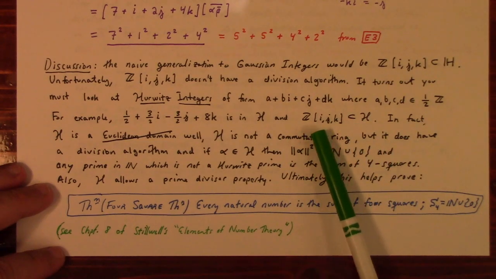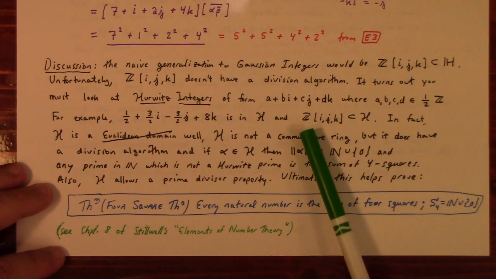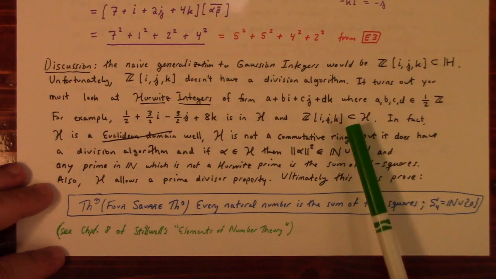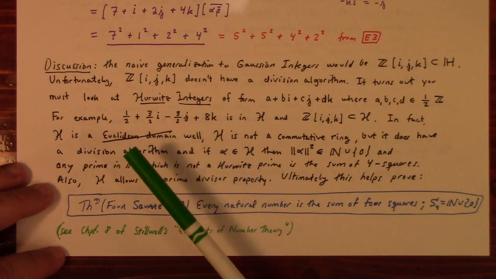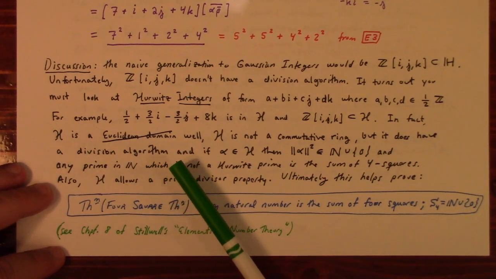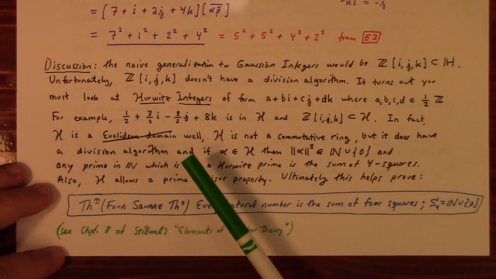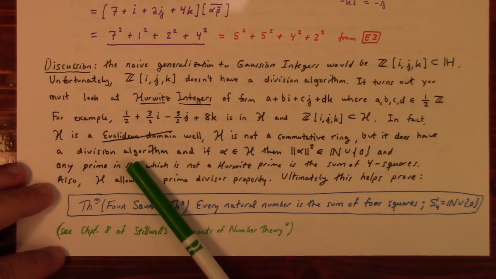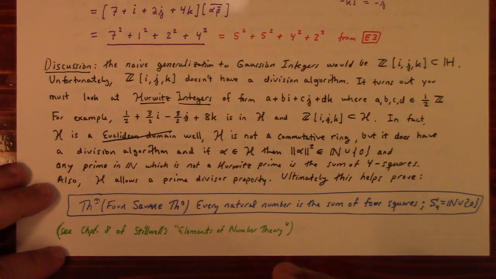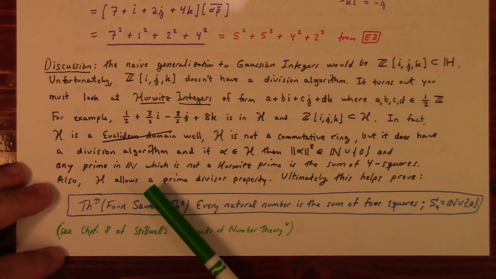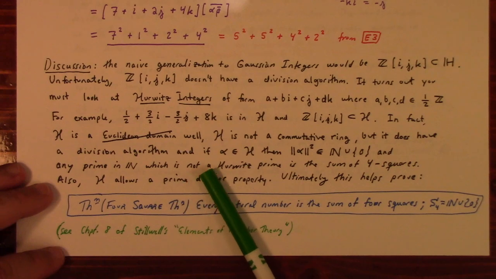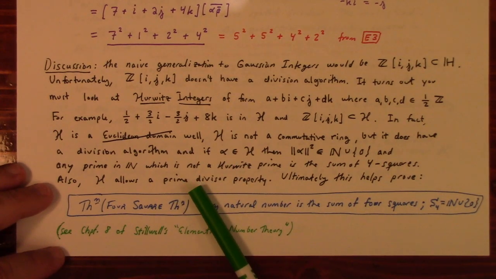Certainly the Hurwitz integers include the naive generalization, Z adjoin i, j, k, but they've got more, right? And it turns out that the Hurwitz integers form, I would say a Euclidean domain, but I can't quite say that because they're not a commutative ring. But they do have a division algorithm in a sense. You have to be careful. There's a difference between left and right divisors because Quaternions are non-commutative. It's really quite a mess, what the Hurwitz primes are. But you can factor Quaternions using these Hurwitz primes, and there is a prime divisor property.